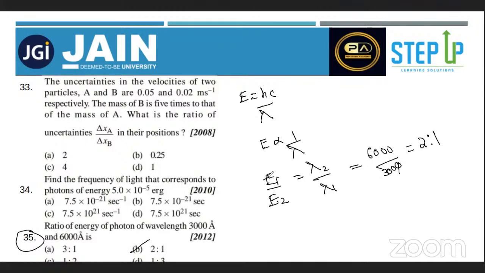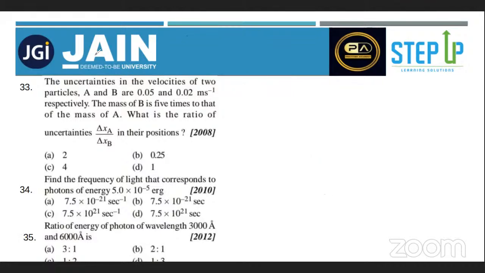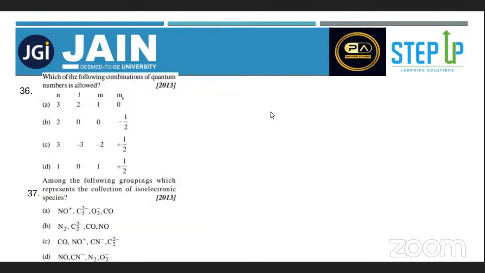You can see this is a direct formula. This is the energy of a photon, and h and c are constants: Planck's constant and the velocity of light. This is how we interrelate, and we can get the answer easily from this. You don't have to substitute anything. Okay, let's see next. Which of the following combinations of quantum numbers is not allowed?